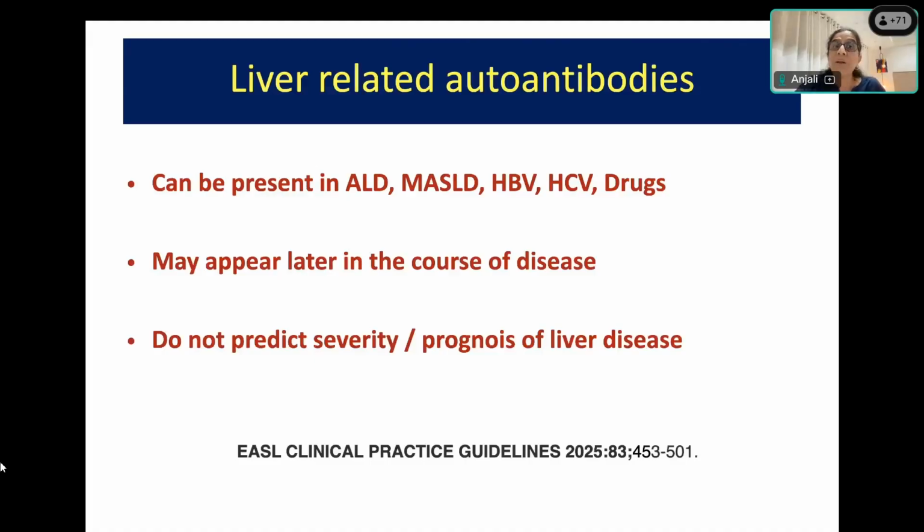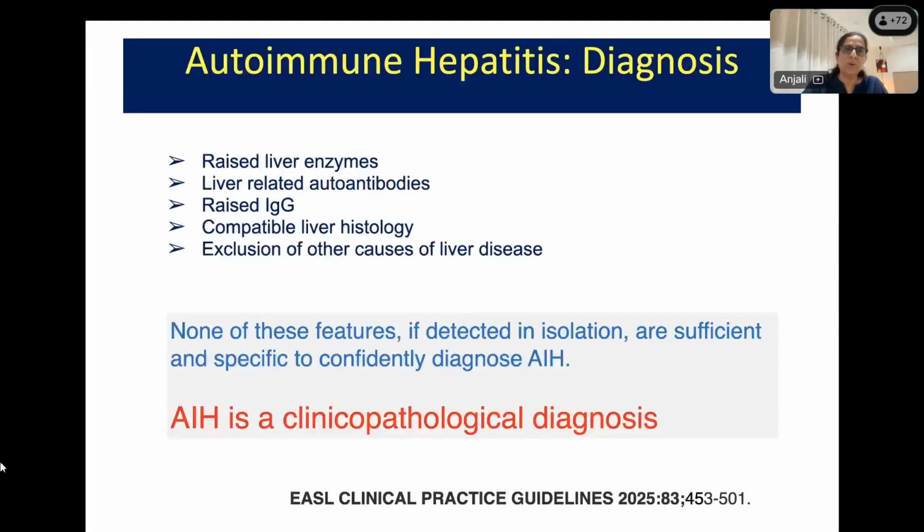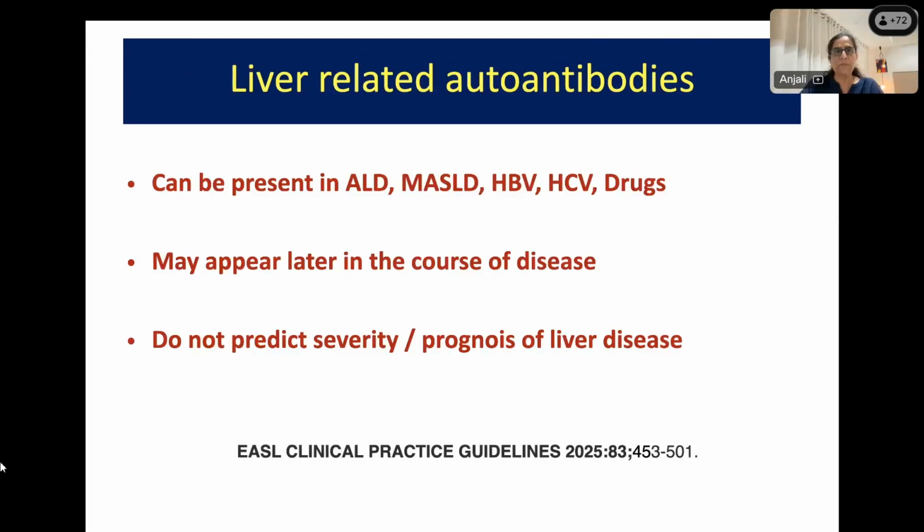They may appear later in the course of disease. Initially they may be absent, but later in the course they may start showing up. And it is important to know that they do not predict severity or prognosis of a liver disease. Especially the first point, you all must remember that ANA positivity does not mean that this is a case of autoimmune hepatitis. Hence the diagnosis depends on all these criteria.